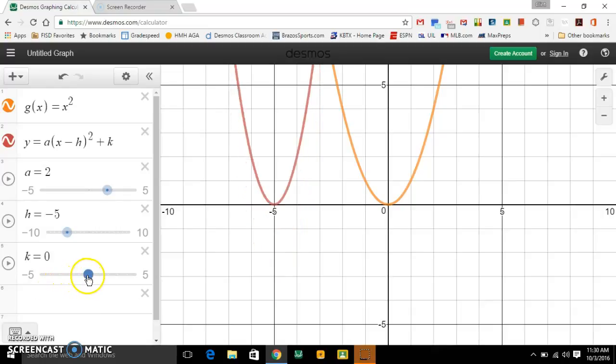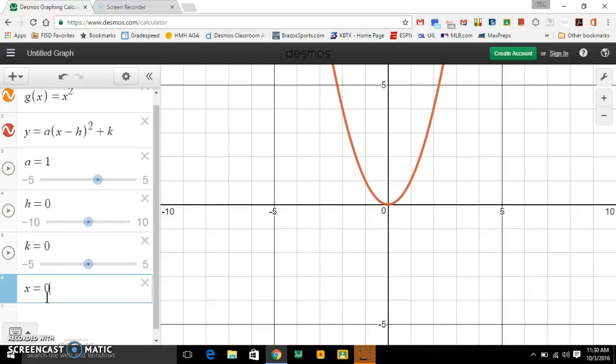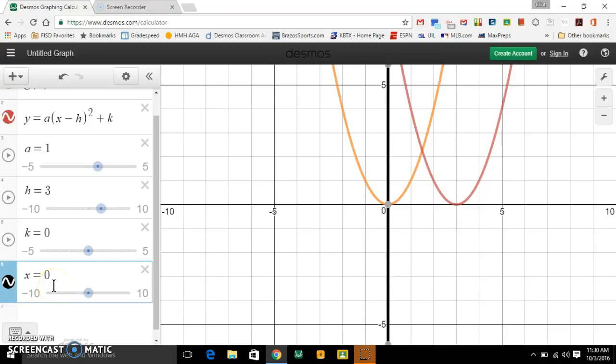One topic I left out is the axis of symmetry. Let me reset all these. The axis of symmetry is the vertical line that splits the graph in half. So for the parent function, it's x equals 0. But let's say I move my vertex over. Well, my vertex is at 3 now. So my axis of symmetry is x equals 3.